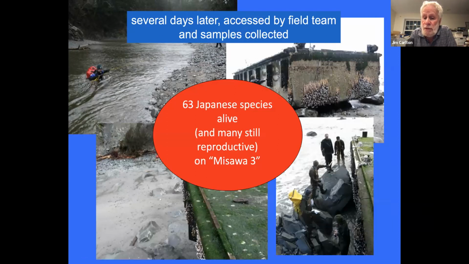About half the number of species that were on Misawa 1 that landed in June in Oregon were found on it. Many alive, these are all the live ones and many reproductive, and then a massive effort to remove it because you can't leave a large piece of debris like that in a national park.